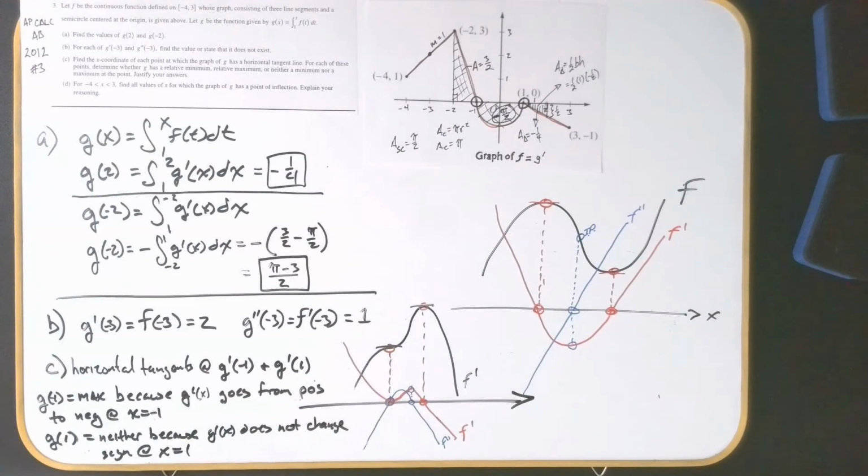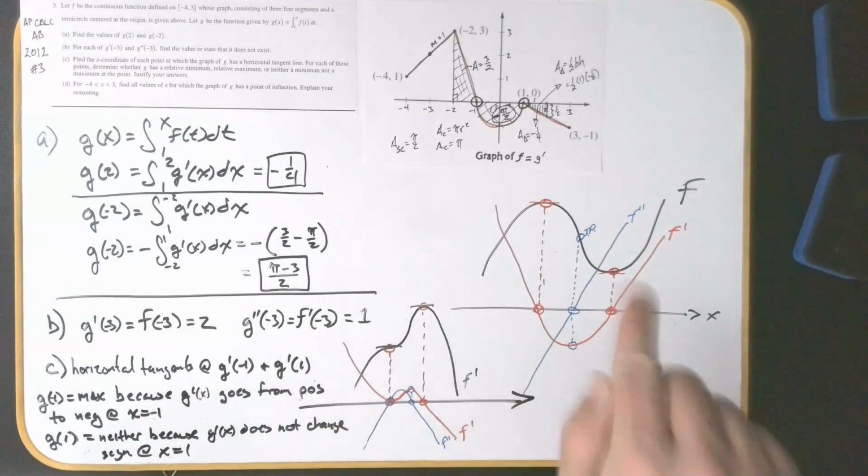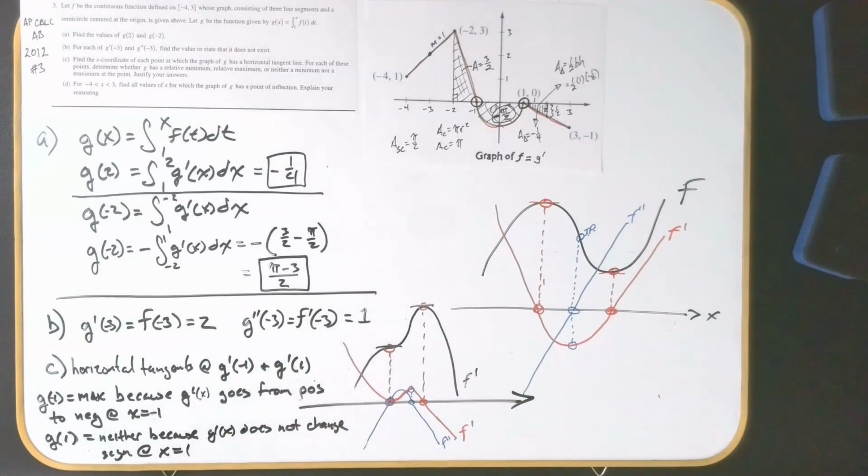Now part D says, from negative 4 to 3, find all the values in which the graph of g has a point of inflection. Explain your reasoning. Okay, well, this is one of the reasons why I wanted to take the time to graph the blue, just to kind of show you here what's going on. So the point of inflection, there's a couple of ways to do this. I'm going to show you the easy way.